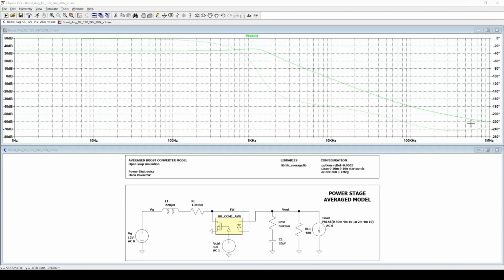This AC response tells us everything we need for our compensator design: the DC gain, the right half plane zero location, the LC double pole, and the ESR zero at high frequency. Let's now switch to the full switching model.